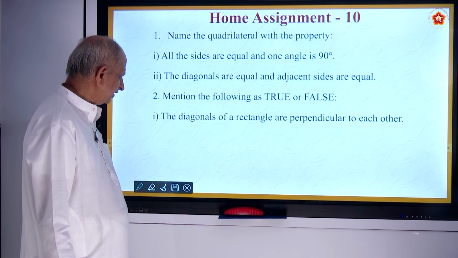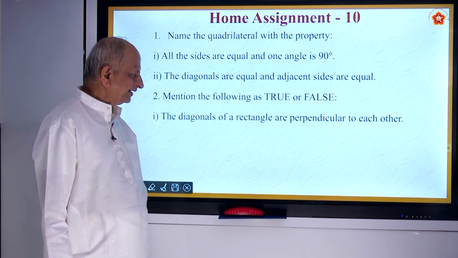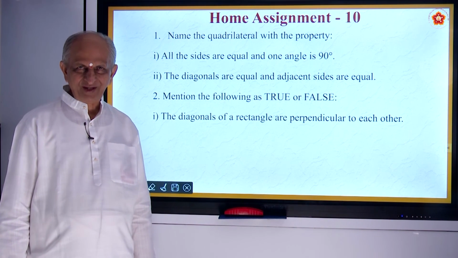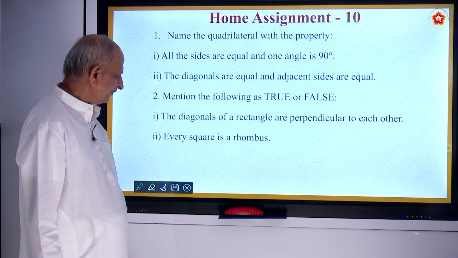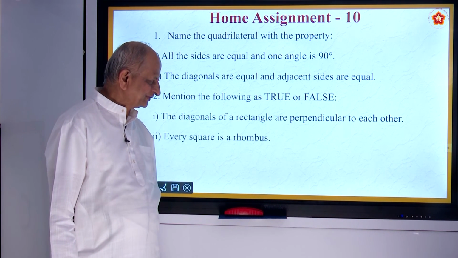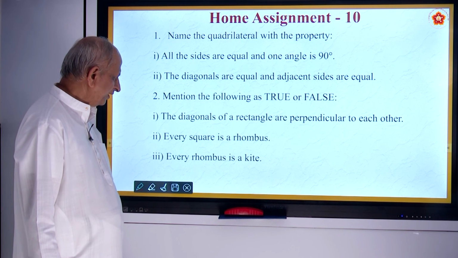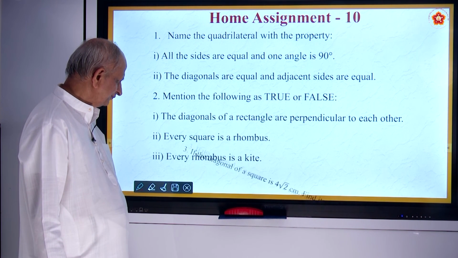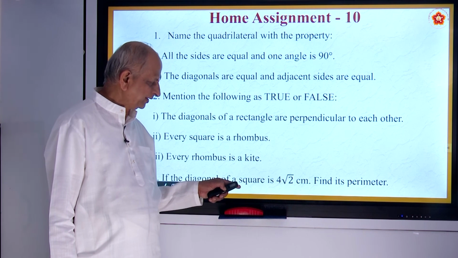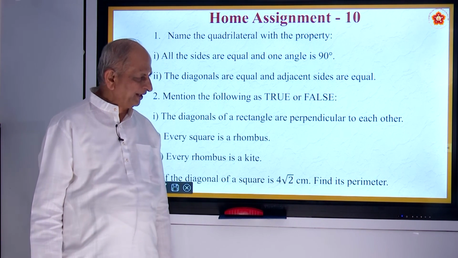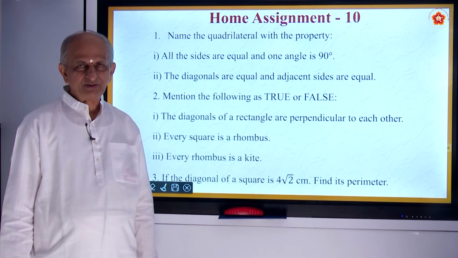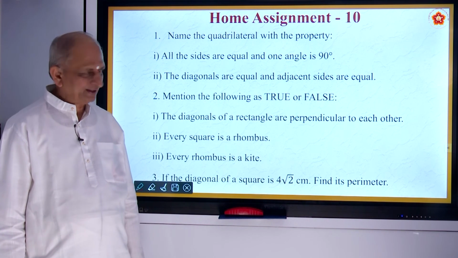First statement, diagonals of a rectangle are perpendicular to each other. Can you tell now only? Okay, some of you can tell, but don't tell now. Every square is a rhombus. Every rhombus is a kite. And last question, if the diagonal of a square is 4 root 2 centimeters, find its perimeter. So diagonal is given. With that you have to find out sides and then perimeter.